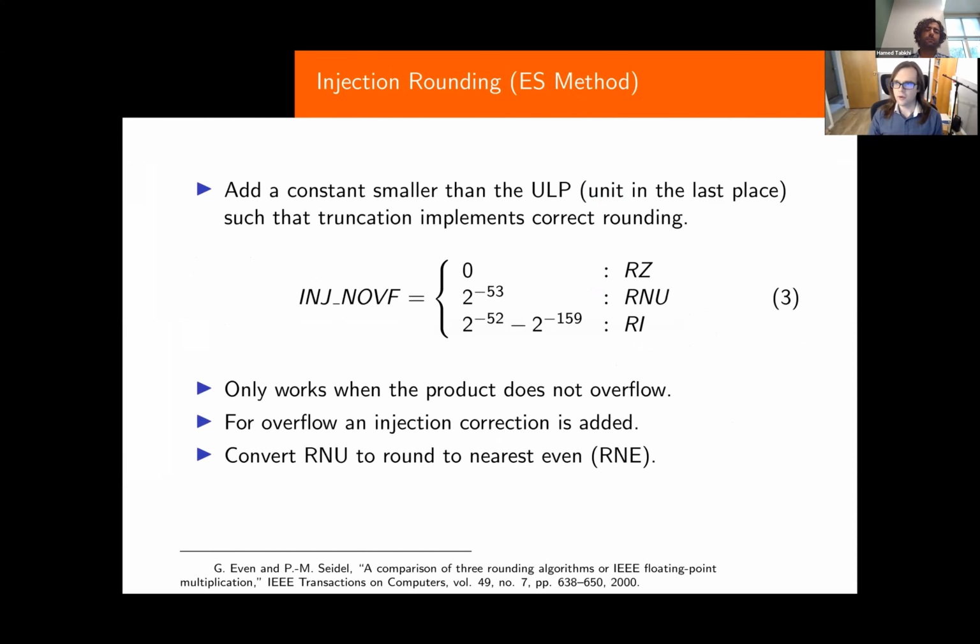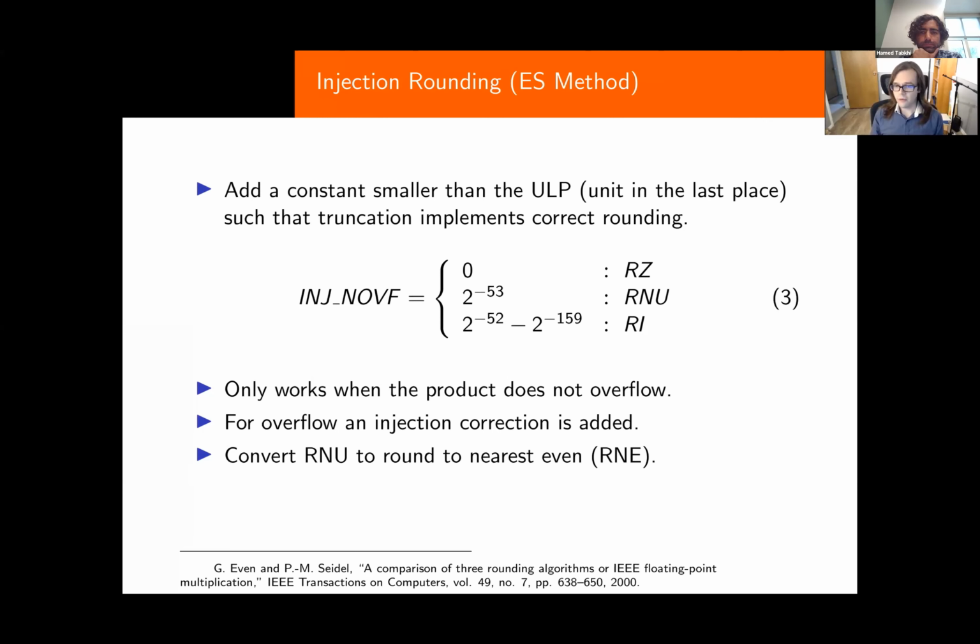Injection rounding. One method of rounding a floating point number is to add a small constant, slightly smaller than the unit in the last place, such that when you truncate the bits that aren't going to be part of the final result, you end up implementing a different rounding algorithm other than truncation. To do this, injection rounding builds a constant called injection no overflow, which adds it to the intermediate product. The problem is that this method only works if you don't overflow your result. So in our example of 3 times 3, this isn't going to work.